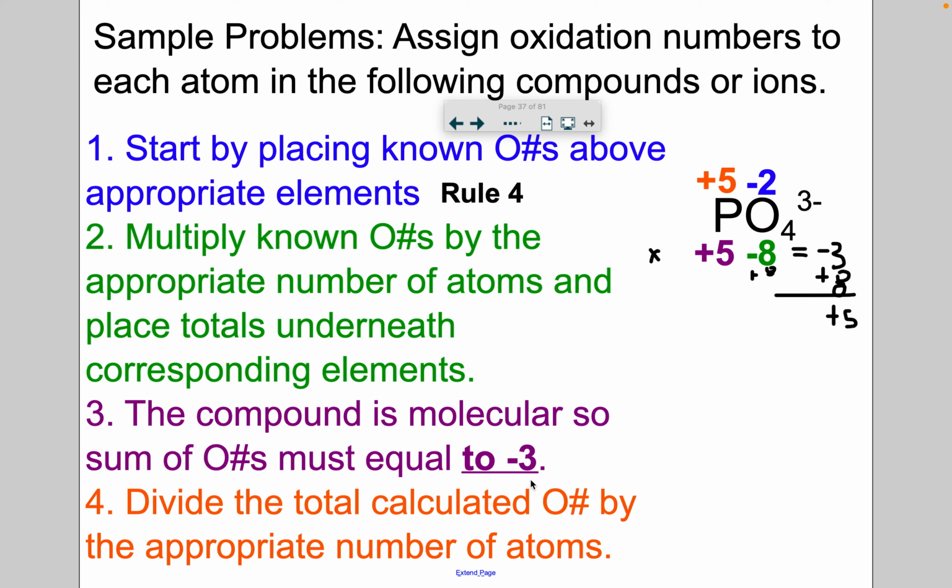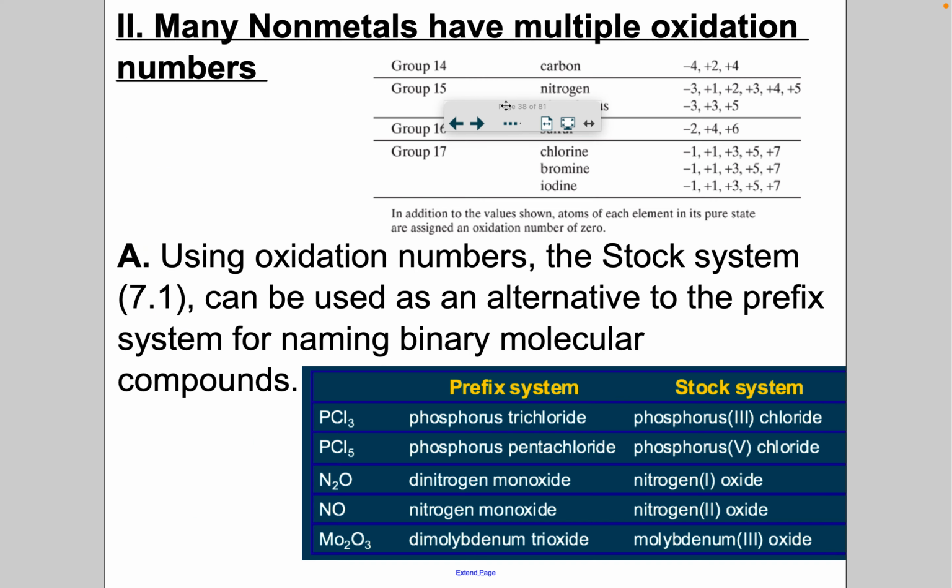So instead of going to 0, we're equaling it to the charge of that polyatomic. Now, many nonmetals do have multiple oxidation numbers. Like when we were doing ionic compounds, and I was like, yeah, if you're in the D block, you need Roman numerals because it can have various charges.